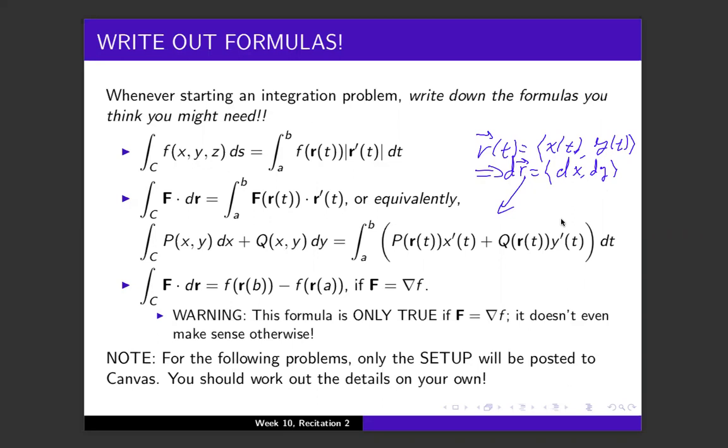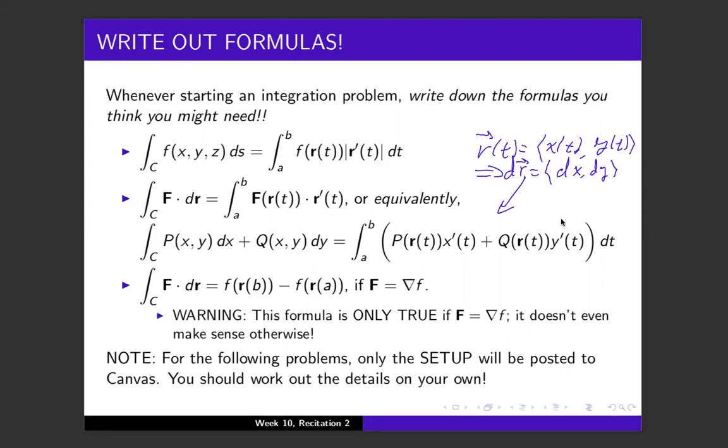Now about this next, or final, formula here, this is the fundamental theorem of line integrals. The line integral of this vector field is the antigradient of r of b minus the antigradient of r of a, in other words, at the endpoints. But that's only true if your vector field does in fact have an antigradient. In other words, it's only true if big F is equal to the gradient of some little function f. This doesn't even make sense if that's not the case. So don't try to do this if you don't have an antigradient, if your vector field is not, in other words, conservative.